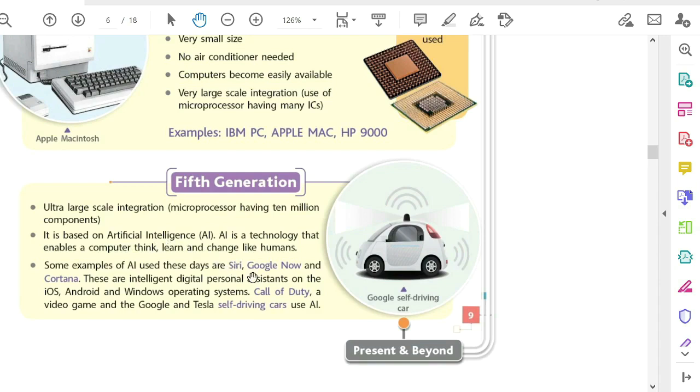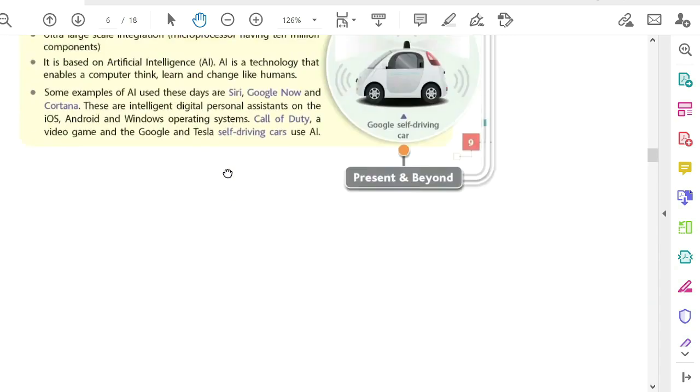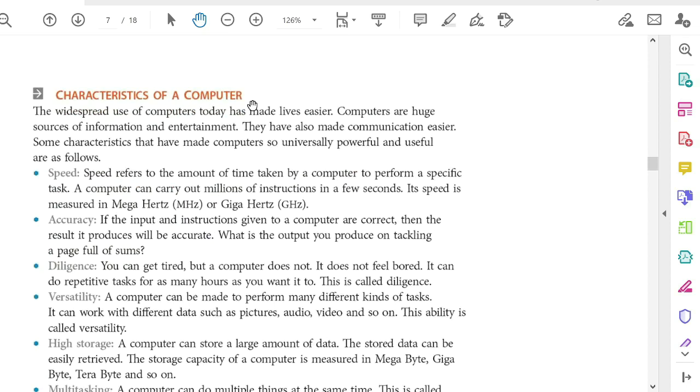Some applications and devices where artificial intelligence has been used nowadays, that is Siri, Google Now, Cortana, Call of Duty, self-driving car. But in computer till now we have not used artificial intelligence. We are trying to include artificial intelligence in our computer, and that will be the fifth generation computer which has not come yet. Then characteristics of computer.